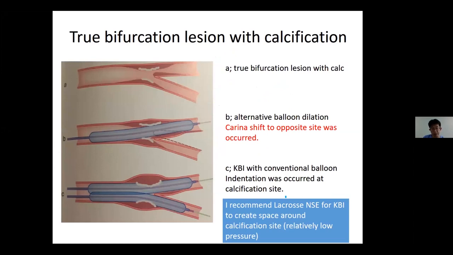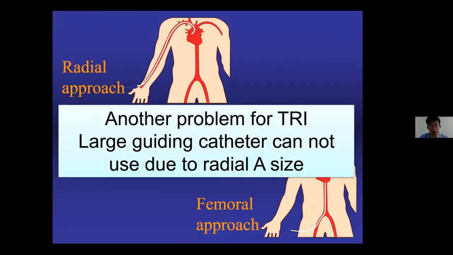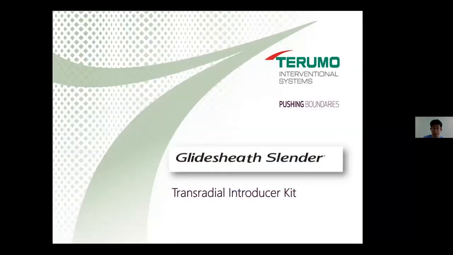I recommend the NC balloon for KBI to create a space around the calcification site. And a 7 French guide catheter is superior in such situations when complex stent strategies are planned. Especially, usually, the radial approach has another problem for TLI: a large guiding catheter cannot be used due to radial artery size, compared to the femoral approach.